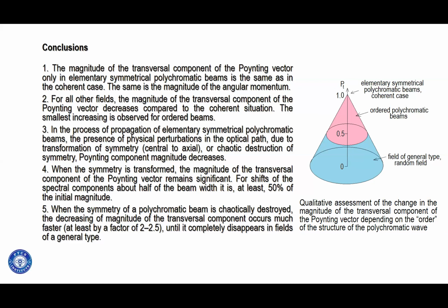When symmetry is transformed, the magnitude of the transversal component of the pointing vector remains significant. For a shift of the spectral component of about half of the beam width, it is at least 50% of the initial magnitude. When the symmetry of a polychromatic beam is caustically destroyed, the decrease of the magnitude of the transversal components occurs much faster, at least by a factor of 2 or 2.5, until it completely disappears in a field of general type.